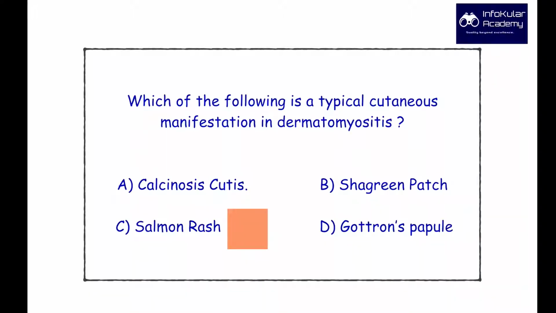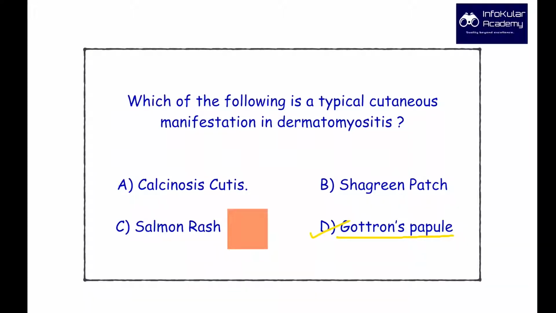The question comes in the following way. Which of the following is a typical cutaneous manifestation in dermatomyositis? Now, this is a multi-pathology question. So they've mentioned calcinosis cutis. Of course, it is a cutaneous manifestation in dermatomyositis, but we can very clearly see there's something called as Gottron's papule on option D, which is more pathognomic.